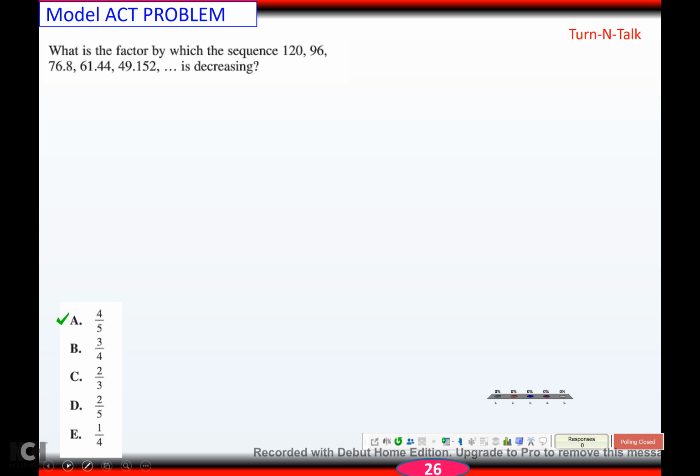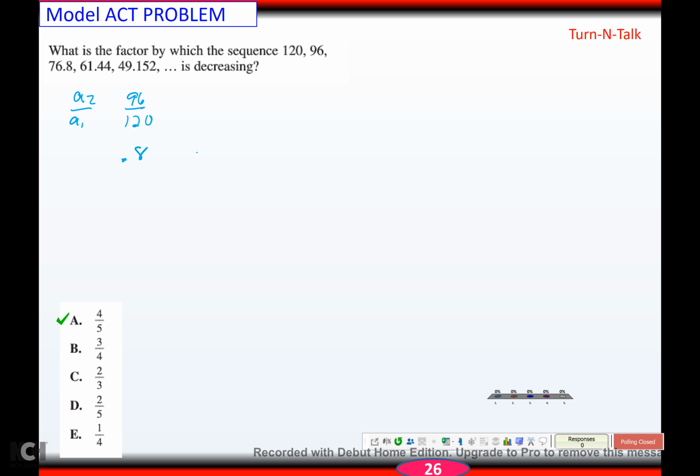And hopefully you got 4/5. It says, what is the factor by which the sequence 120, 96, and so on, is decreasing? Well, what you do is you divide backwards. You want to take a2 divided by a1. So that would be 96 divided by 120, which is 0.8.